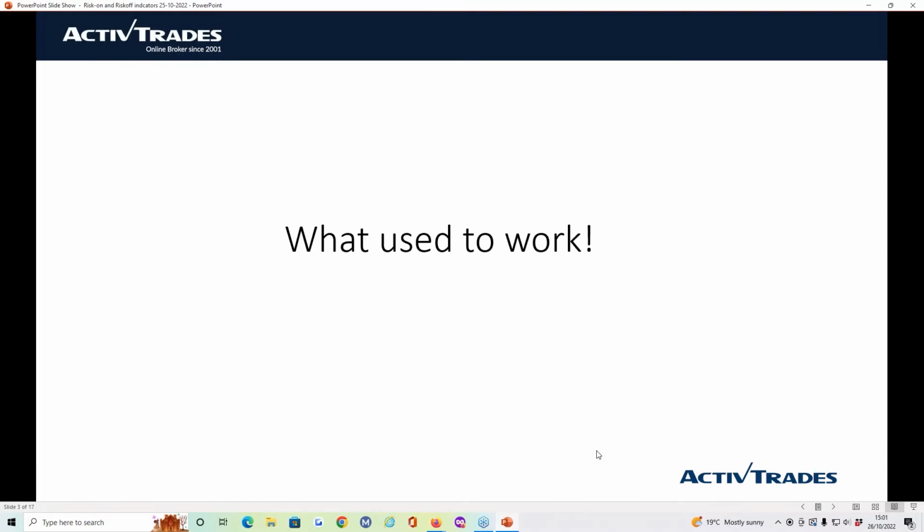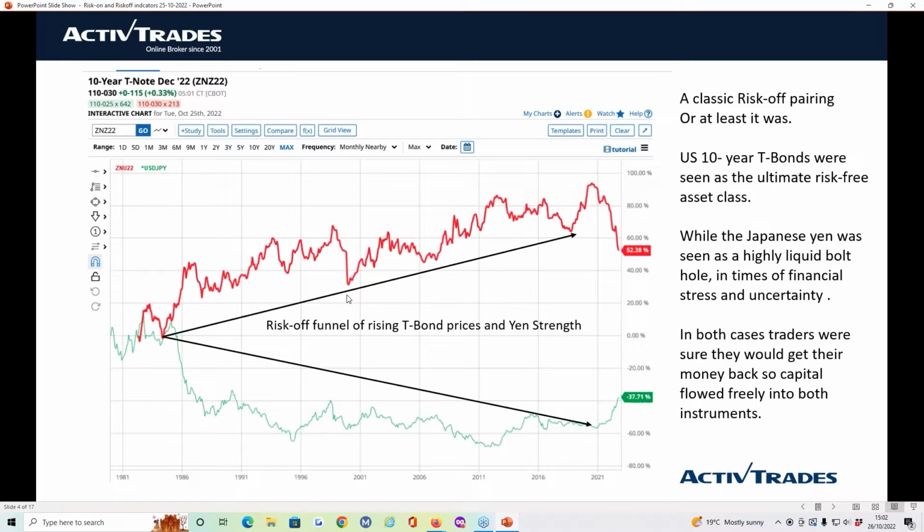So where are we going to start? Well, let's start with perhaps a strange place to start, but with indicators that used to work. What used to tell us whether markets were risk on or risk off, and as we'll see, well, we'll see what we'll see.